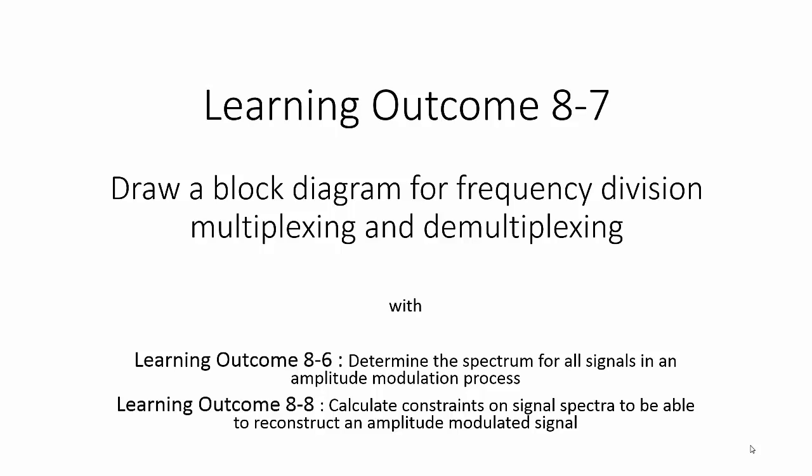Learning Outcome 8.7: Draw a block diagram for frequency division multiplexing and demultiplexing. With Learning Outcome 8.6, determine the spectrum for all signals in an amplitude modulation process. And Learning Outcome 8.8: Calculate constraints on signal spectra to be able to reconstruct an amplitude modulated signal.